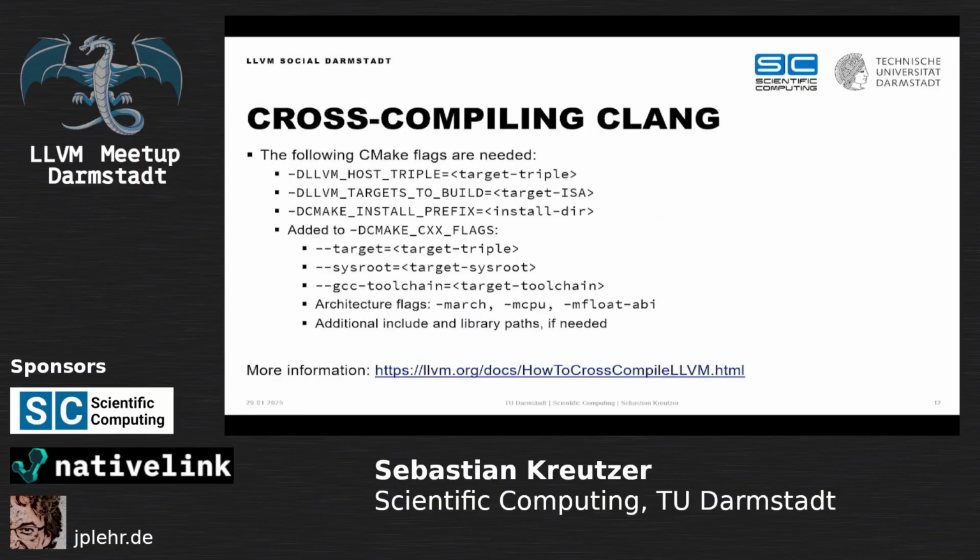Cool. And to put it together, if you have the toolchain, the first thing you could do is cross-compile Clang, for example. These are the CMake flags that you would have to set to do that. So you set the host triple, and the targets to build, of course, has to include the target. Then it always makes sense to set the install prefix because you don't want to accidentally install some other target binaries in your native folders.